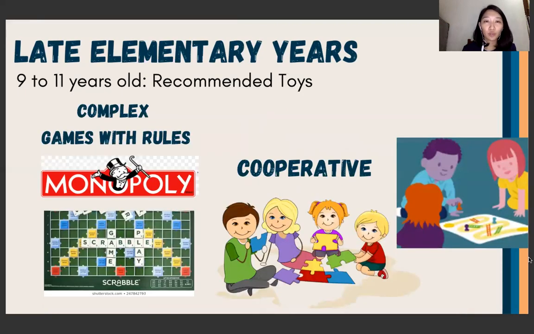The example of toys that we can use to facilitate these skills would be, for the complex games with rules, board games such as Monopoly or Scrabble. And to facilitate cooperative play, we may provide art projects or puzzles that they can complete together as a team or as a group. And this would also give them an opportunity to problem solve and strategize as a team.